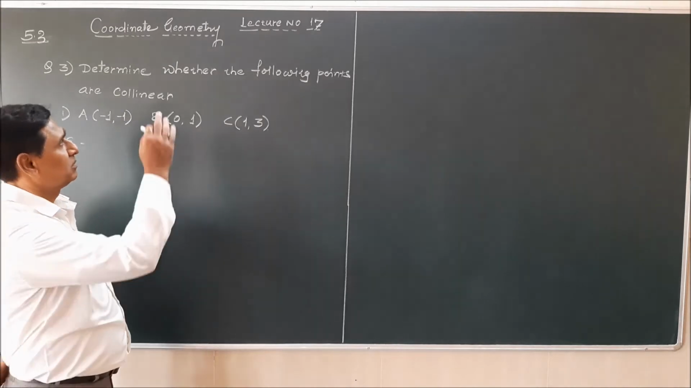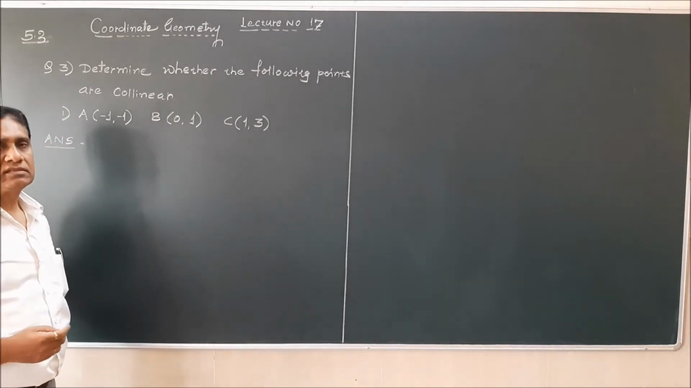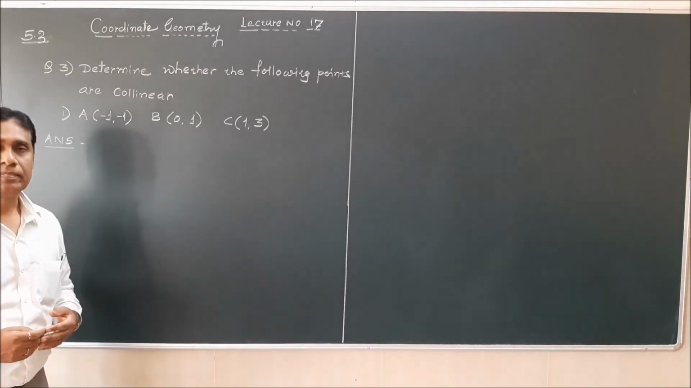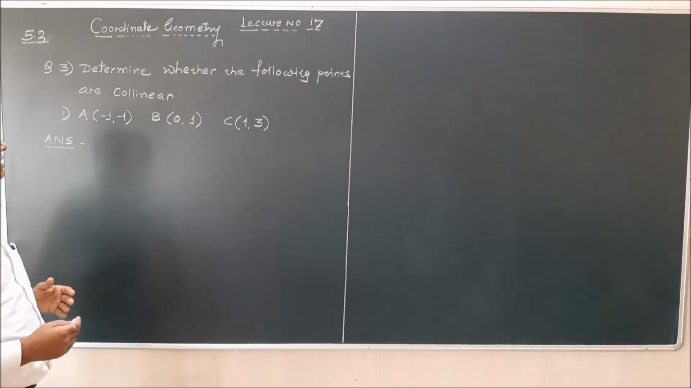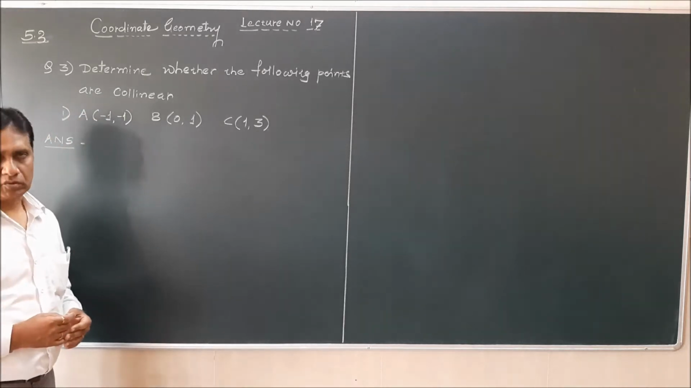Welcome to lecture number 17, coordinate geometry. In this case, you will find exercise 5.3 and question number 3. Determine whether the following points are collinear or not.